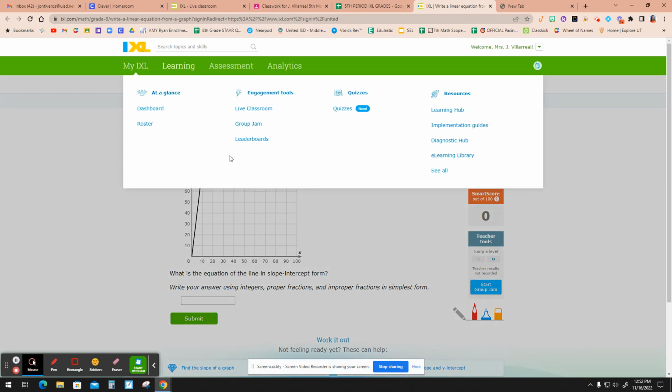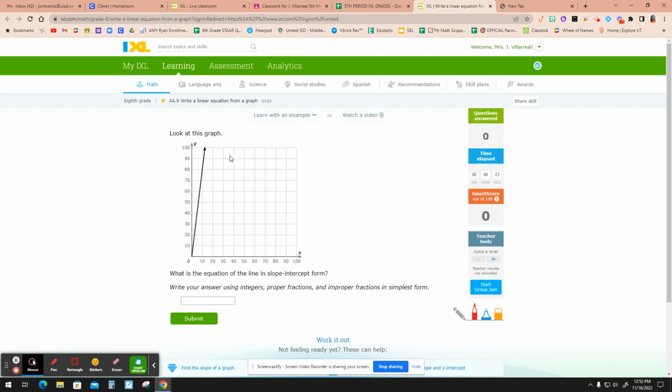Okay, I'm going to go over AA.9, writing linear equations given the graph. So what we have here is a line given on a graph, and the line is passing through the zero.